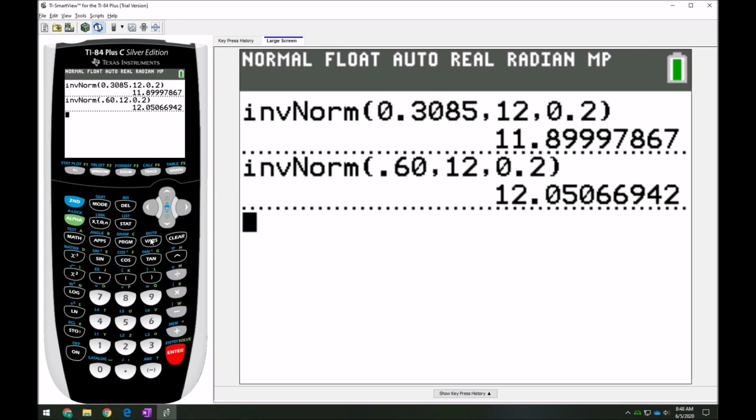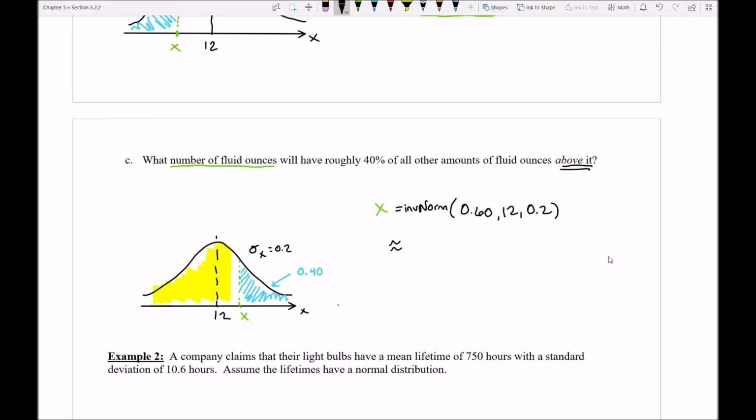12.0506. All right, so I'll go ahead and write that down. Oh, I guess 07 if I round to 4 places. So I have 12.0507 ounces. And again, I found that green value that's on the number line. Of course, this value should make sense, that it should be a number that was larger than 12 if this is where it was positioned.